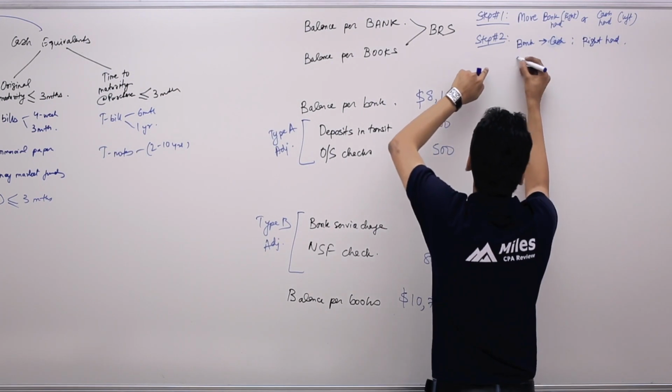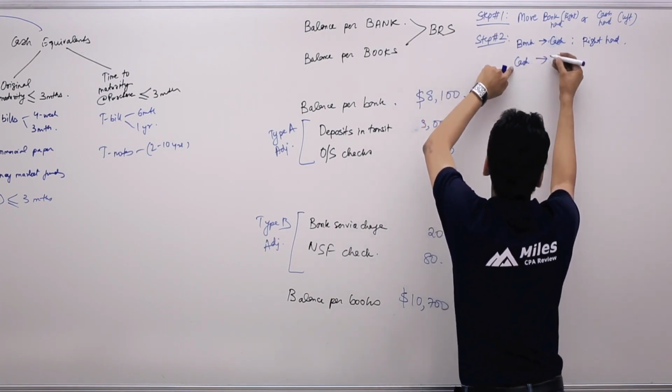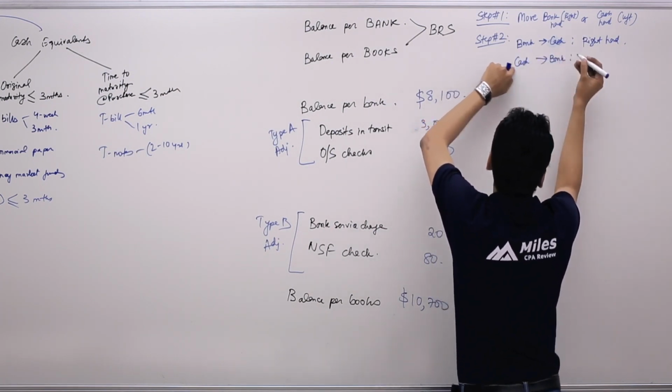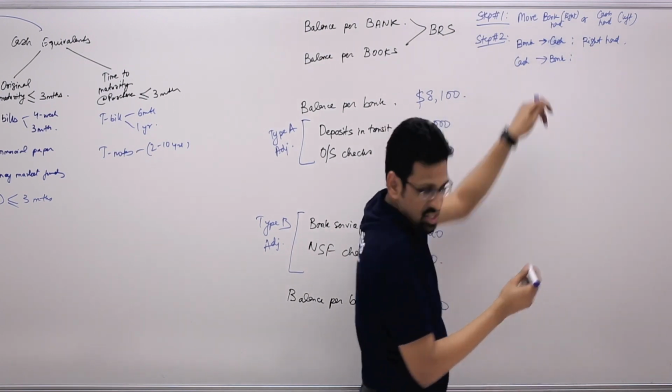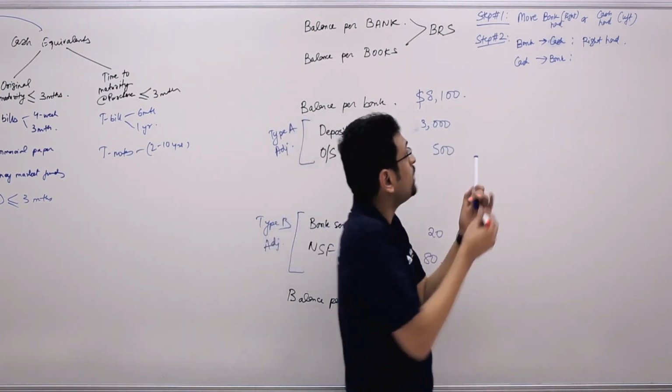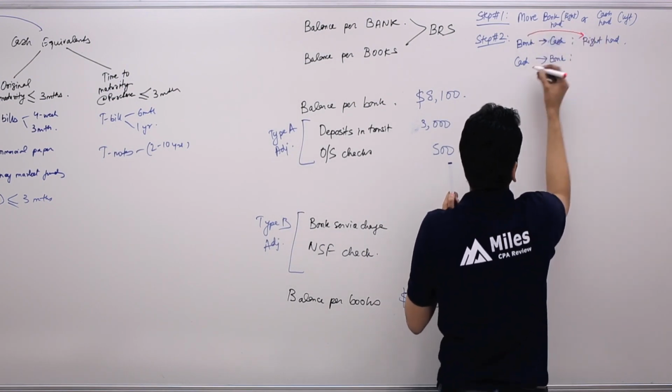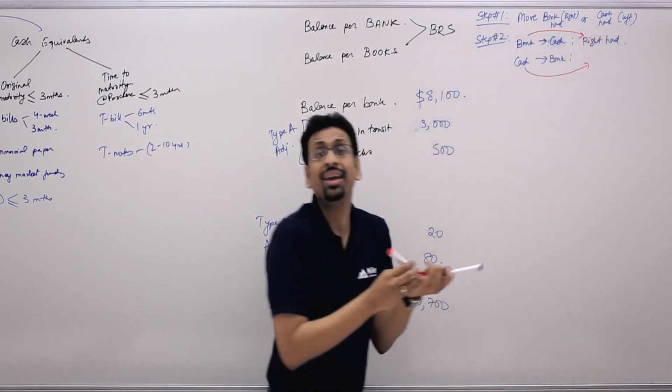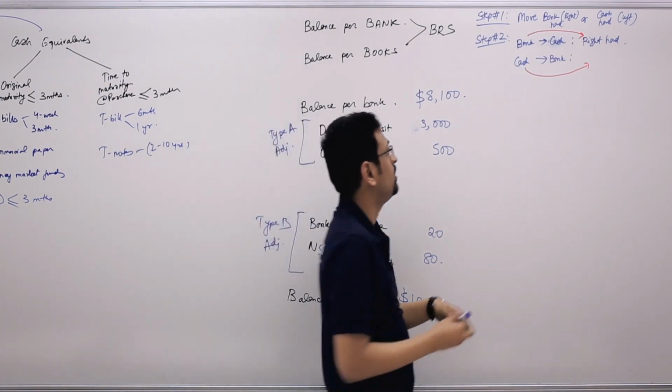When you're moving from cash balance, the balance per cash book, to your bank statement, then you move the cash hand. So guys, because we're moving from bank to cash, we're moving the bank hand. When you're moving from cash to bank, move the cash hand, which is your left hand.